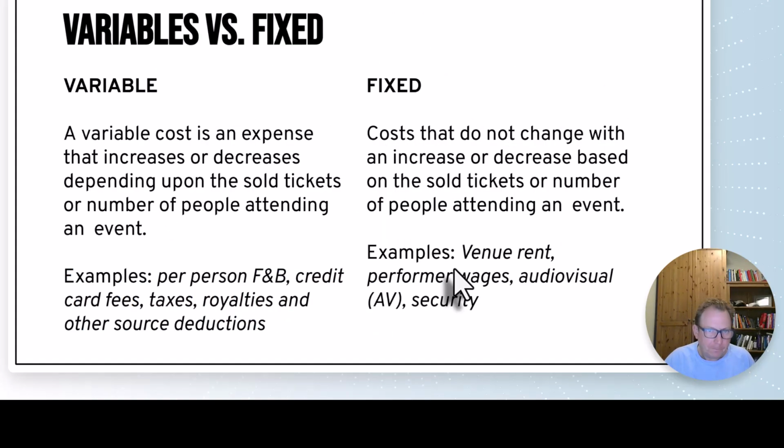The other thing people really struggle with is the difference between variable and fixed. Fixed costs are those that don't change or increase based on the number of tickets sold. A very common one is things like rent, wages, audiovisual costs. The variable costs are what people really get confused with. They're expenses that increase or decrease based on the tickets sold or the number of people attending an event.